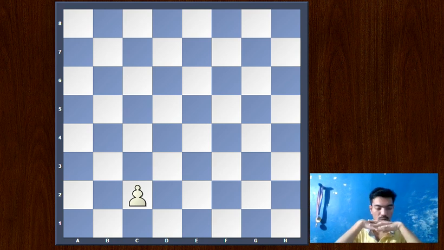Basically, let's ask ourselves, what are key squares? Which squares can be called key squares? Generally, the key squares are squares which, if you occupy them, you're going to win the game. So what do I mean by that?